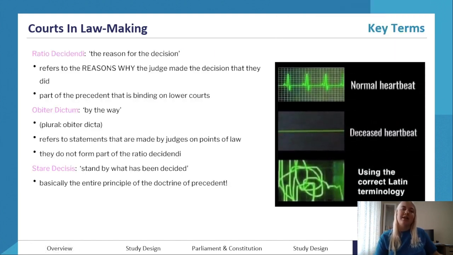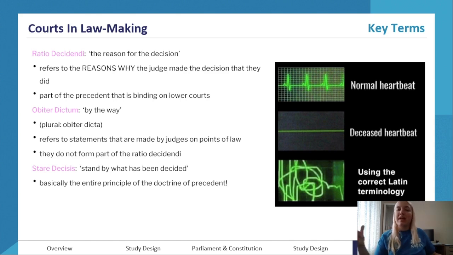Key terms when you're discussing precedent and common law that you should know include ratio decidendi, obiter dictum, and stare decisis. So ratio decidendi refers to the reason for the decision. This is the part of precedent or common law principle that is legally binding on all those lower courts in the court hierarchy. And it refers specifically to the reasons why the judge made the decision that they did. So exactly based on what circumstances and things that the accused or the defendant did was that decision handed down.